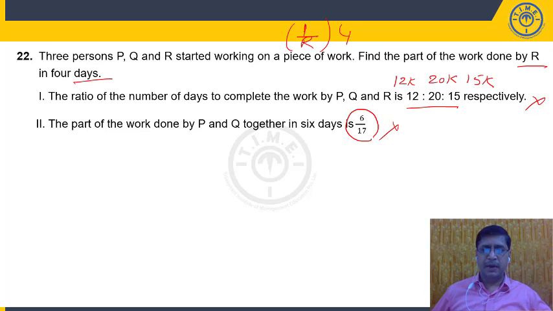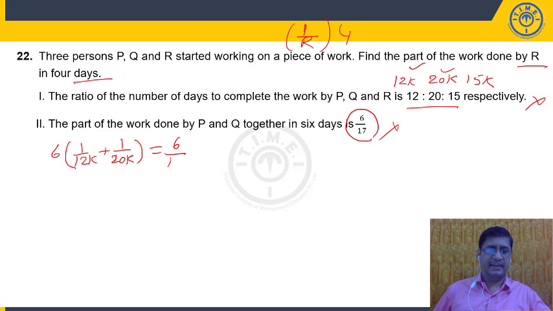Now what is the first one? P and Q means 12k and 20k. In 1 day, they can finish 1 by 12k and 1 by 20k. 6 days means multiplied by 6. I am combining both: 6 times (1 by 12k plus 1 by 20k) is equal to 6 by 17. Am I right? Listen to me carefully. Of course, the 6 and 6 get cancelled. On solving this, you will get the k value. When you substitute the k here, you will get the number of days taken by R to finish the whole work.